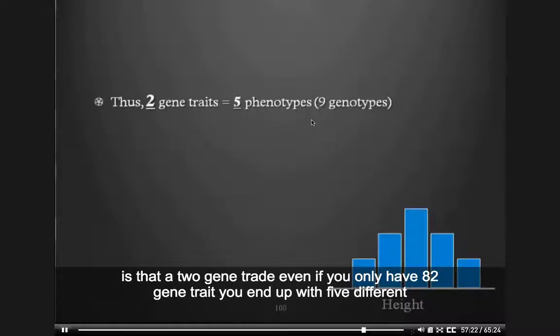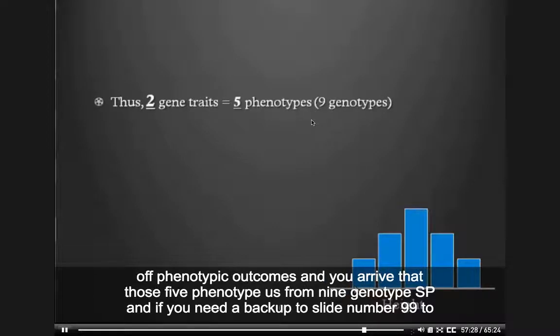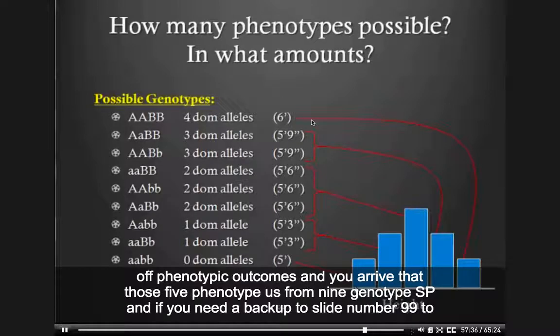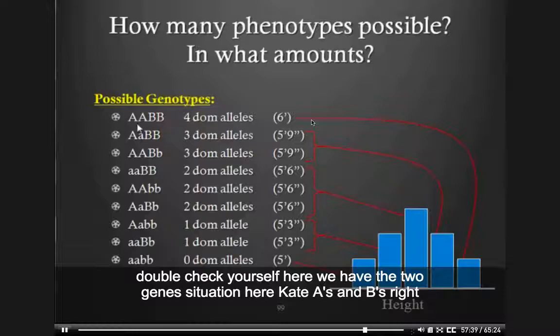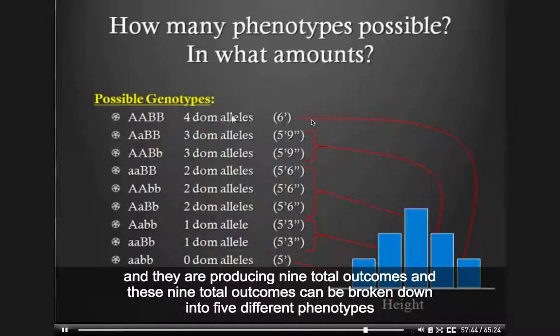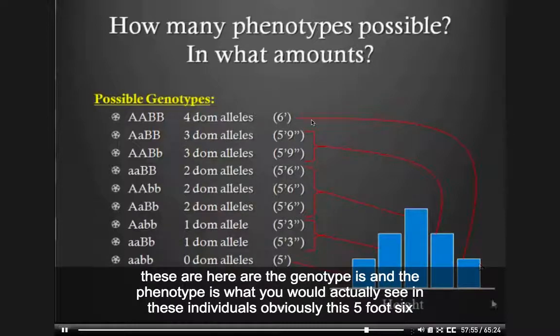And what this means is that even if you only have a 2-gene trait, you end up with 5 different phenotypic outcomes. And you arrive at those 5 phenotypes from 9 genotypes. If you need to back up to slide number 99 to double check yourself, we have a 2-gene situation here, okay, A's and B's, right? And they are producing 9 total outcomes. These 9 total outcomes can be broken down into 5 different phenotypes. These right here are the genotypes, and the phenotype is what you would actually see in these individuals.